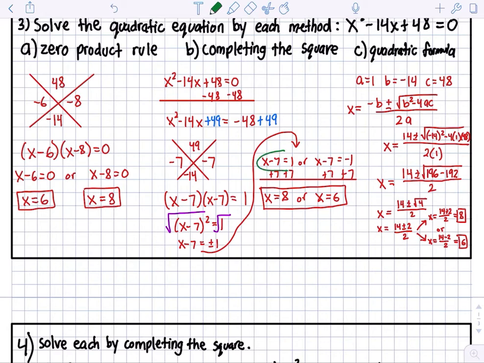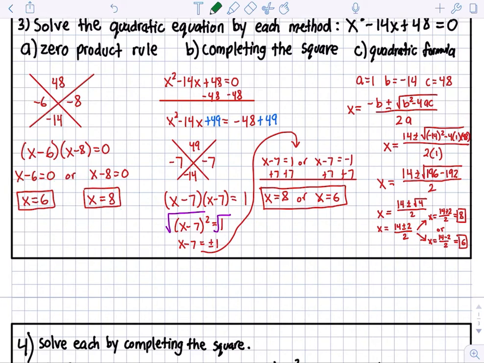X minus 7 equals 1, or x minus 7 equals negative 1. Once you guys have those equations, then you just solve for x by adding 7 to both sides, and you're going to get x is equal to 8 or x equal to 6. Which is good, because since we're doing 3 different ways to solve for the equation, our answers should be the same for both.